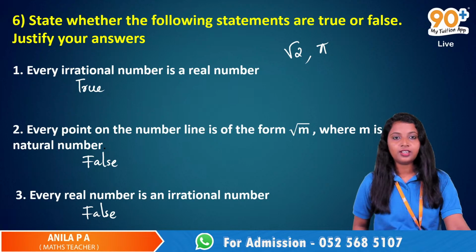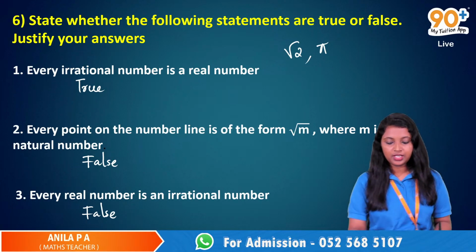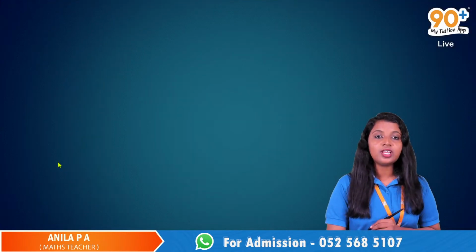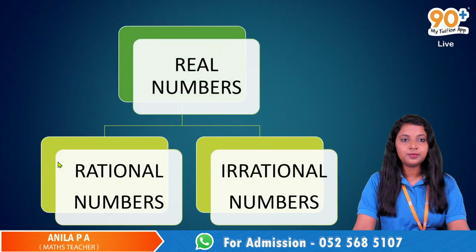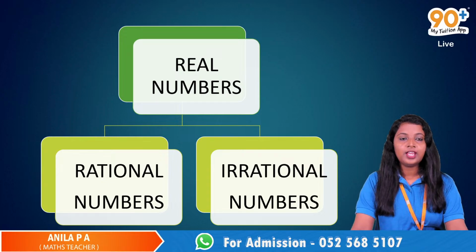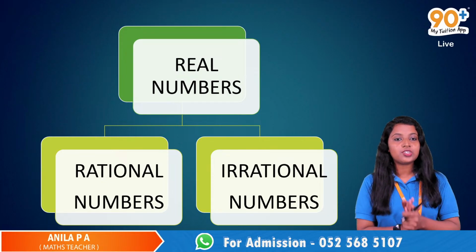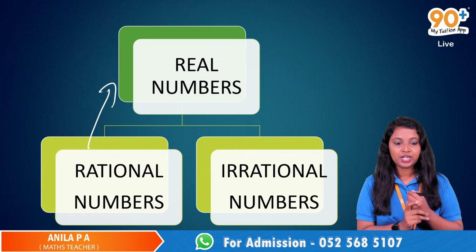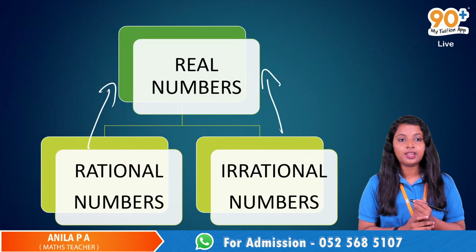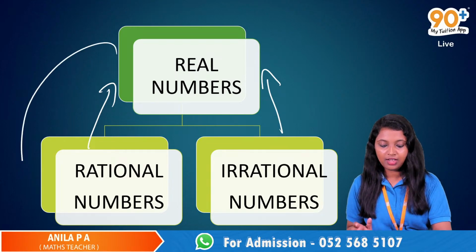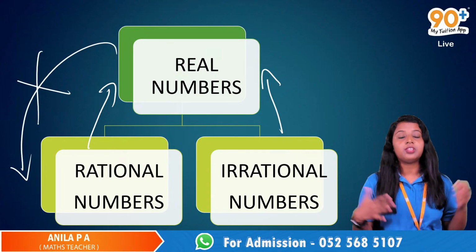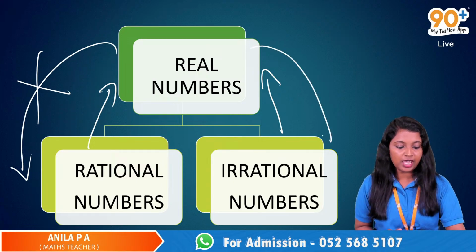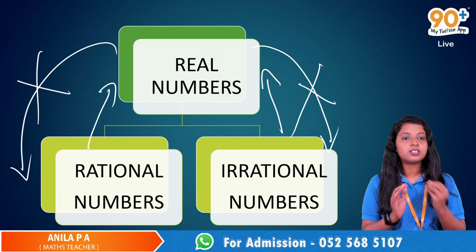Yes, this one. Actually, real numbers are divided into rational numbers and irrational numbers, right? So when you take any rational number, the arrow always goes up. Every rational number is a real number. Every irrational number is a real number. But it never goes down. If the statement is every real number is a rational number, that is wrong. If we take every real number is an irrational number, that is also wrong.